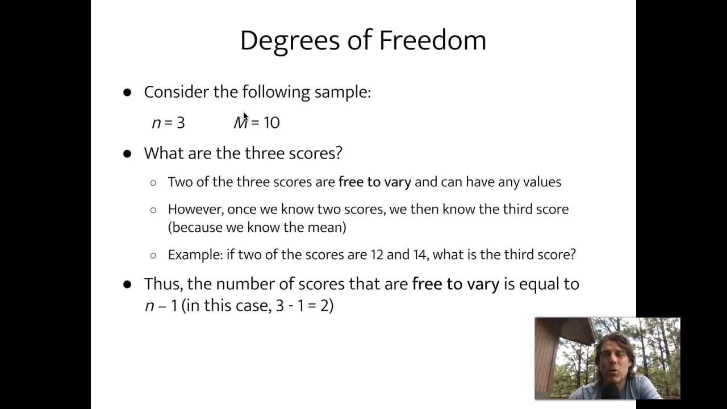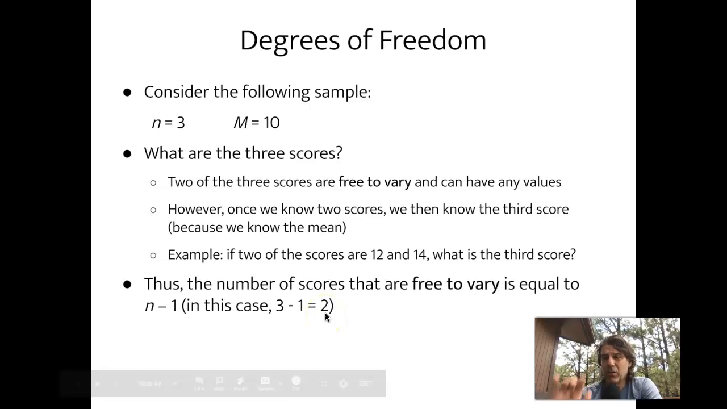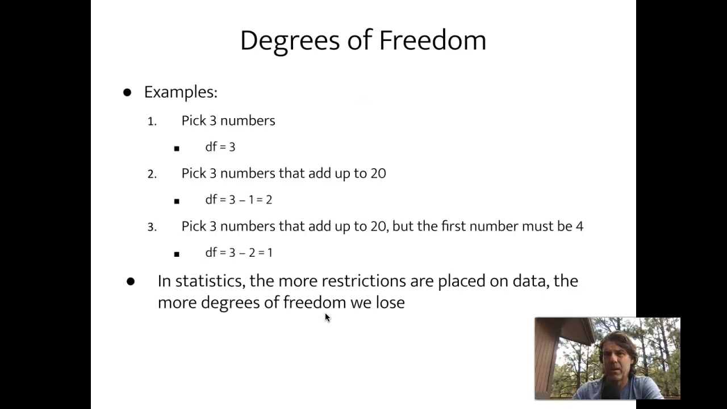So how many of the scores were free to vary? 2, which is n minus 1. So what degrees of freedom measures is how many scores in the group are free to vary. So in our case, 3 minus 1, or 2 scores, were free to vary. Okay, let me walk you through another example to try to solidify this a little bit for you.